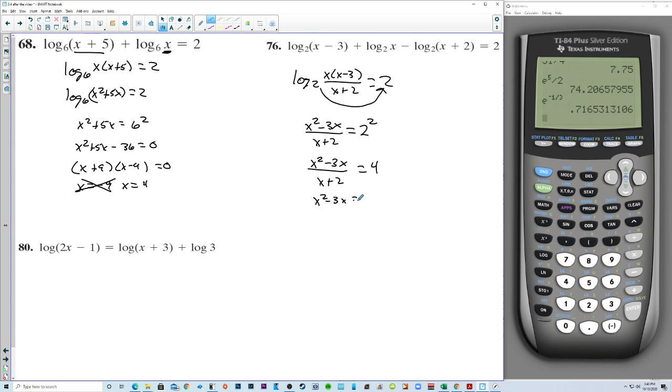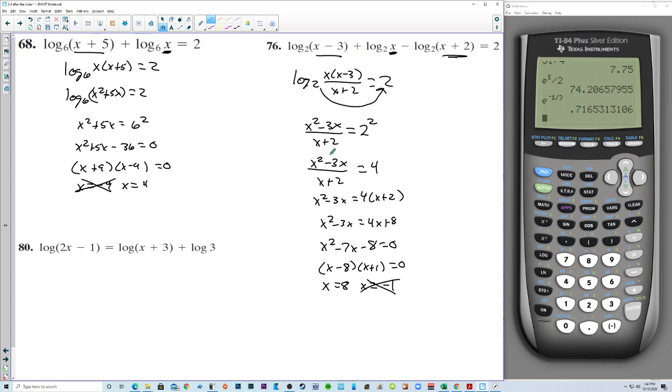X squared minus 3x is equal to 4 times x plus 2. X squared minus 3x is equal to 4x plus 8. So x squared minus 7x minus 8 is equal to 0. We have x minus 8 and x plus 1 is equal to 0. So x is either equal to 8 or x is equal to negative 1, but we cannot allow x to be negative 1 because it makes that one 0, makes that one 0, or negative, makes both of those negative, makes this one positive, but it's already a bad answer. It's already bad. 8 is just fine. The other bad answer would have been negative 2.